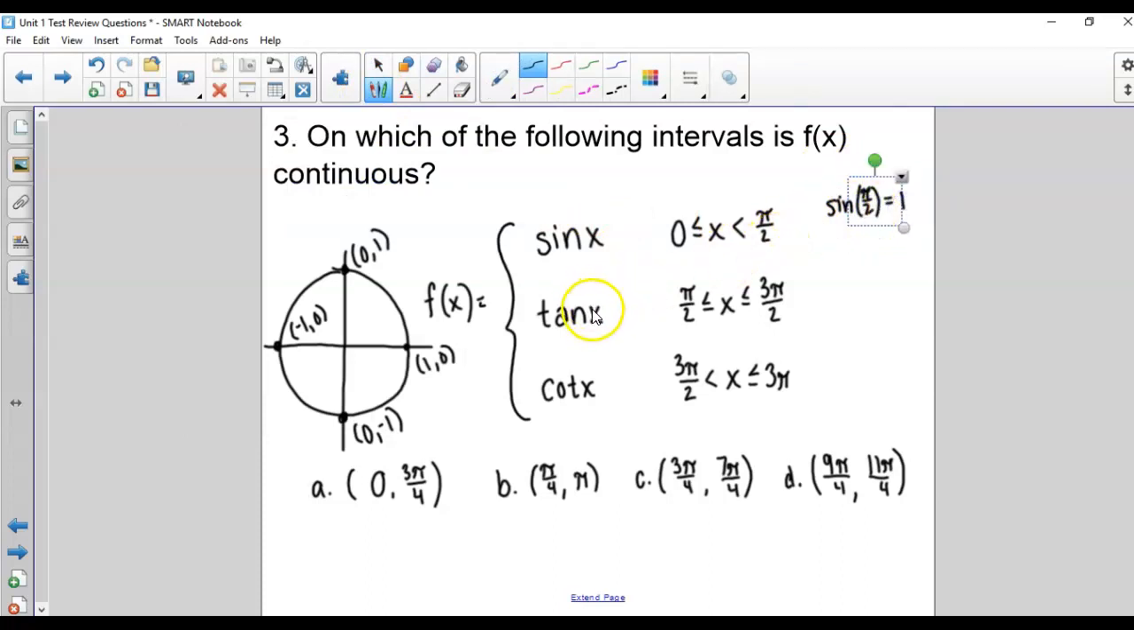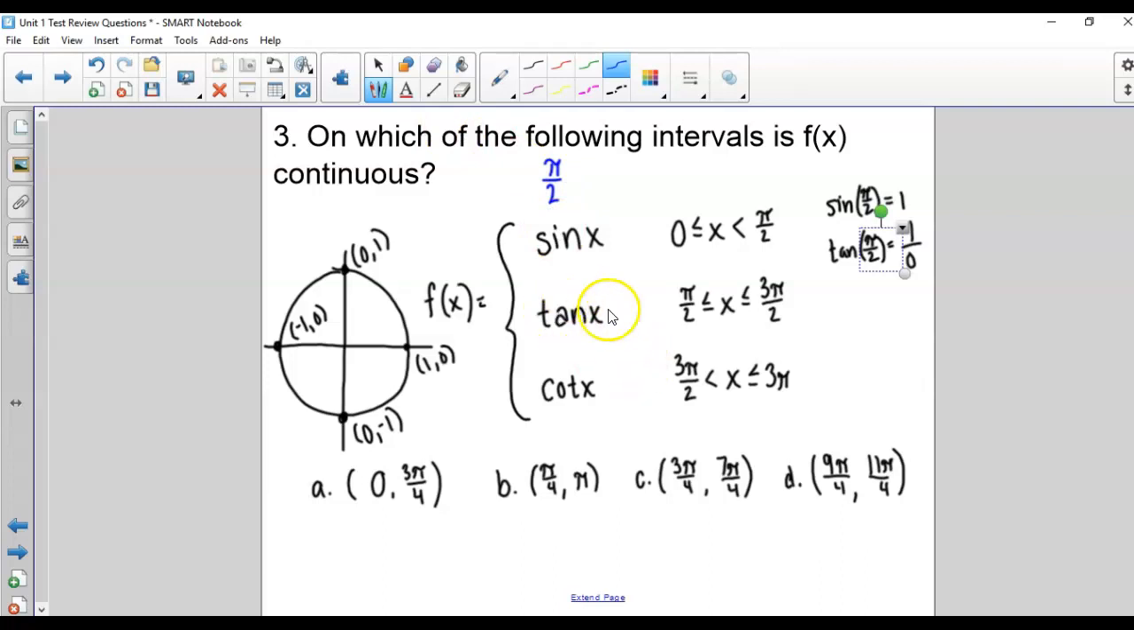Then I also have to look at tangent of pi over 2. So tangent of pi over 2 would be sine over cosine. So sine would be 1, and cosine is 0, so this does not exist. So we definitely have a discontinuity at pi over 2.